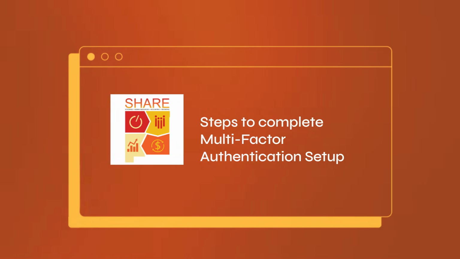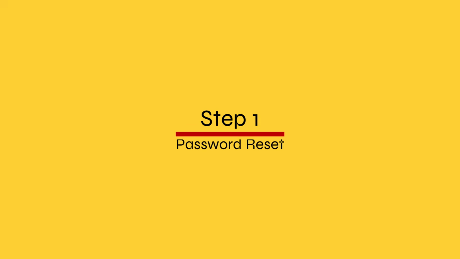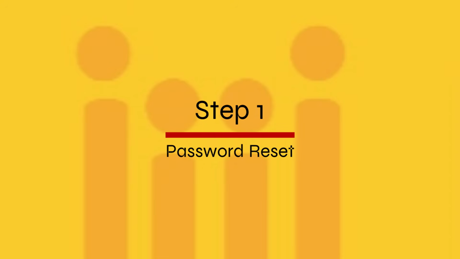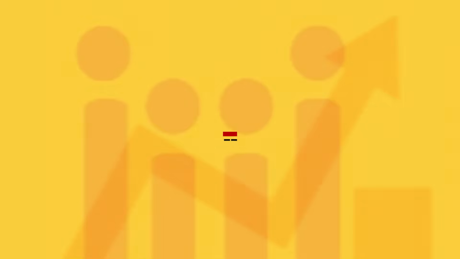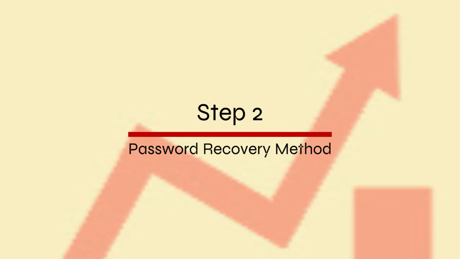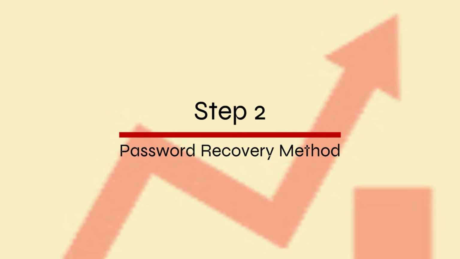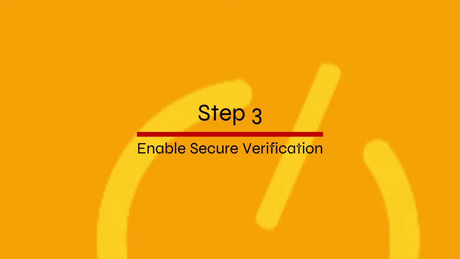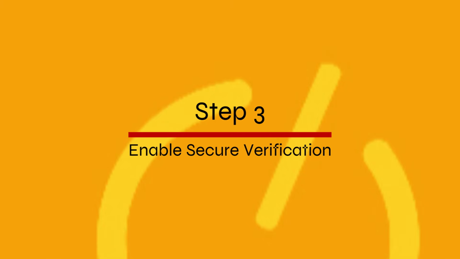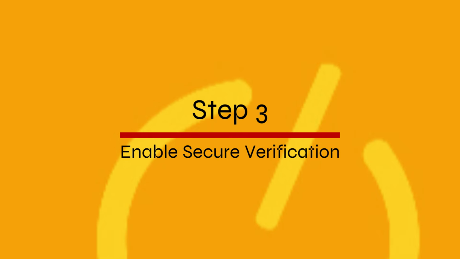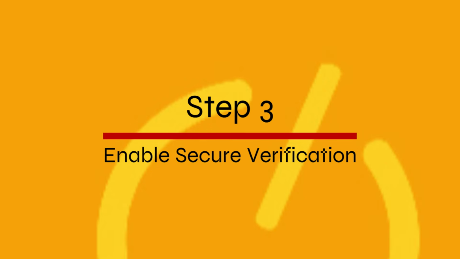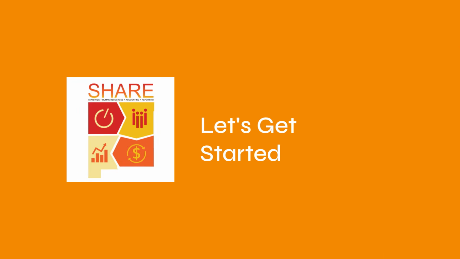During the Share account activation process, you will complete 3 key steps. Step 1, you'll reset your password to create a new secure password for your Share account. The second step, you'll set up a password recovery method. This will help you to quickly regain access in the event you ever forget your password. The final step, you'll choose and configure your multi-factor authentication or MFA options, which will add an extra layer of security to protect your Share account. Let's walk through each of these steps together.